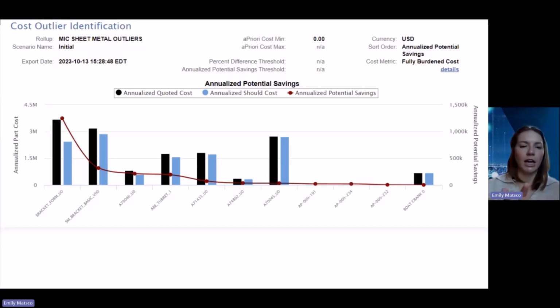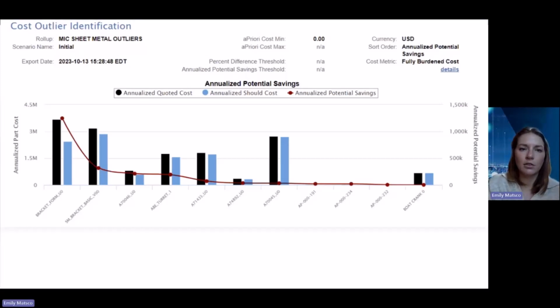And again, this will highlight just your cost outliers, your parts with a significant amount of savings for the year based on the annual volume you put into aPriori. So this one is showing we have this part on the left is going to be over $1 million in potential annualized savings, and so on and so forth. And then we get to the right side and we see parts with maybe less opportunity. So we know we probably want to target the left side of this chart and those part numbers.